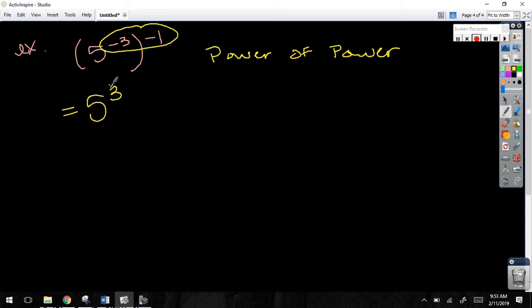That's it. If you want to write it as 125, you can. 5 to the 3rd power is 125. Y'all know they're going to get increasingly harder, so stay with me. Let's do this one.